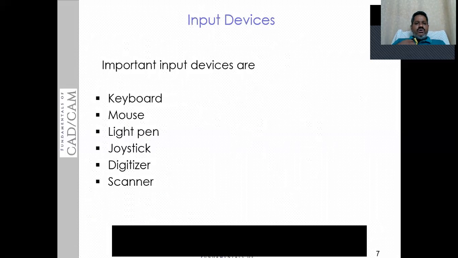These qualities are essential when we use a device as an input device. Then these are all the input devices used in the CAD system. Obviously keyboard is one device, mouse is also one device. Almost everybody is aware that the keyboard and mouse are used, and light pen is also used to input the data to the CAD system, along with joystick, digitizer, and scanner. So let us discuss all these input devices in detail in the coming slides.